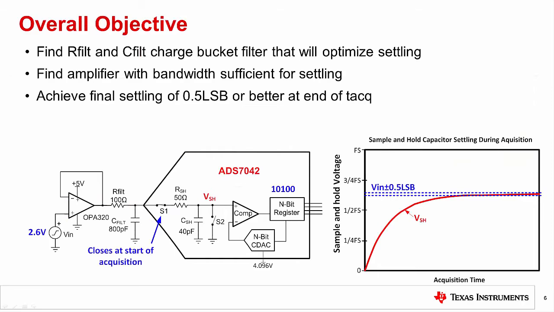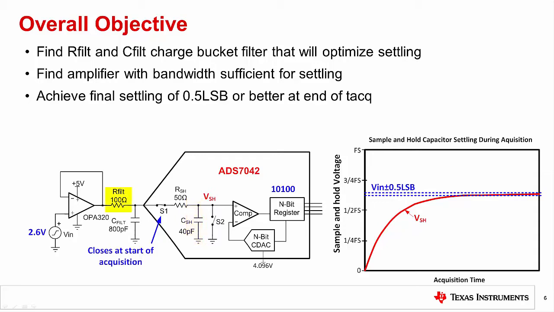The overall objective of this video is to provide a design method that will facilitate the selection of the amplifier and external RC charge bucket circuit. For the RC charge bucket circuit, we will find values of R and C that facilitate settling, but also maintain stability for the amplifier. The capacitor in this circuit provides a large reservoir of charge that will provide a quick charge dump to the internal sample and hold capacitor at the start of the acquisition period.